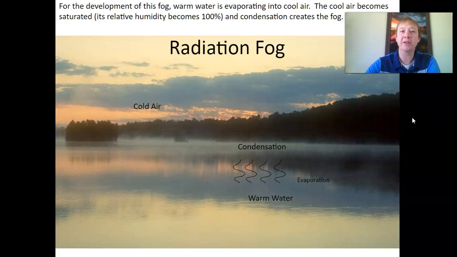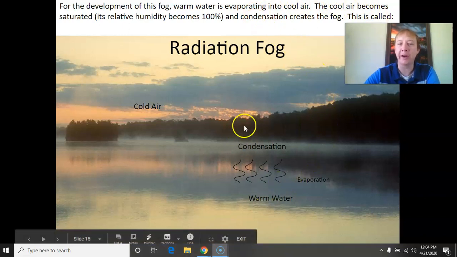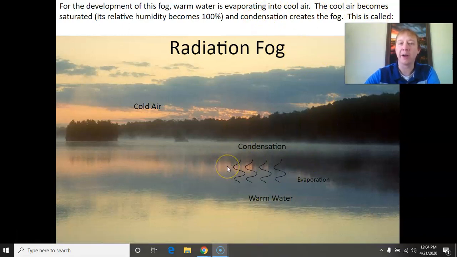Then we have the radiation fog that's more in our area. Again, warm water is evaporating into cool air. As the sun heats up the water throughout the day, the water will evaporate, and then it hits the cool air where it condenses very quickly. A lot of times over lakes, rivers, streams or ponds, we see fog forming because that condensation creates fog. So we call that radiation fog, and it's due to the heat of the sun.